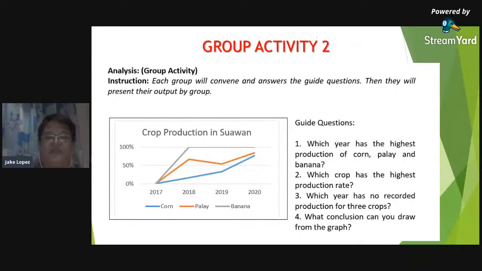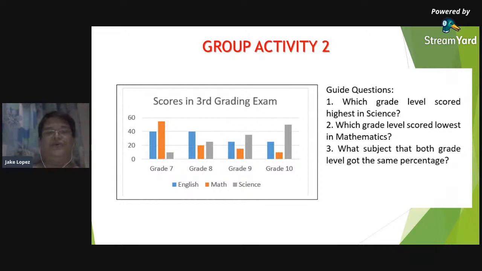What conclusion can you draw from the graph? I think it must be medyo complicated. So if you say conclusion, you will describe the graph generally. So you could say there's a steady increase of production for three crops, and banana has the highest among the three. So like that. So you can have that conclusion.